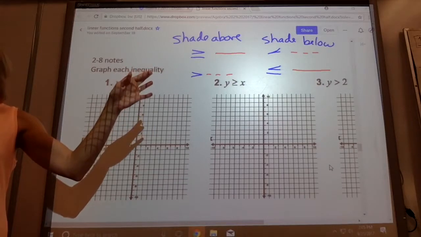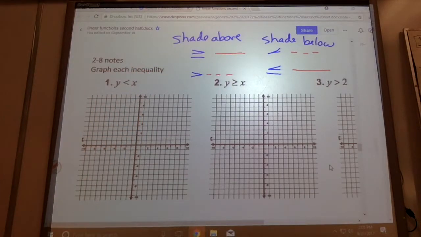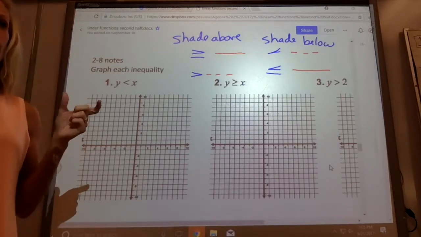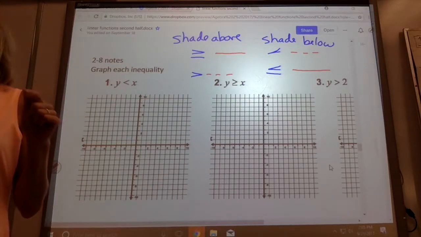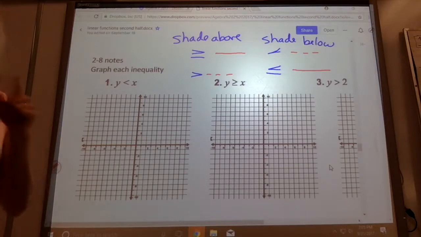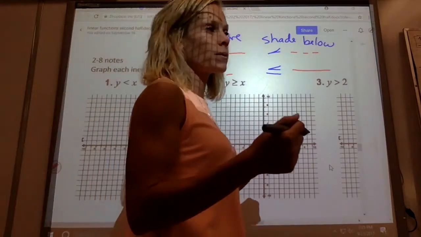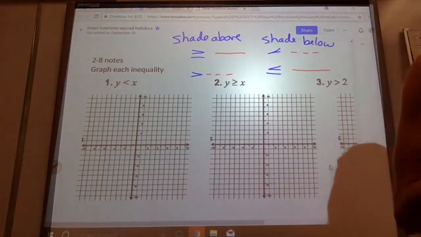And if you're putting it in slope-intercept form and you're dividing by a negative, what do you have to do with the inequality? Flip it. Don't forget that huge rule: whenever you divide by a negative, you need to flip the sign.